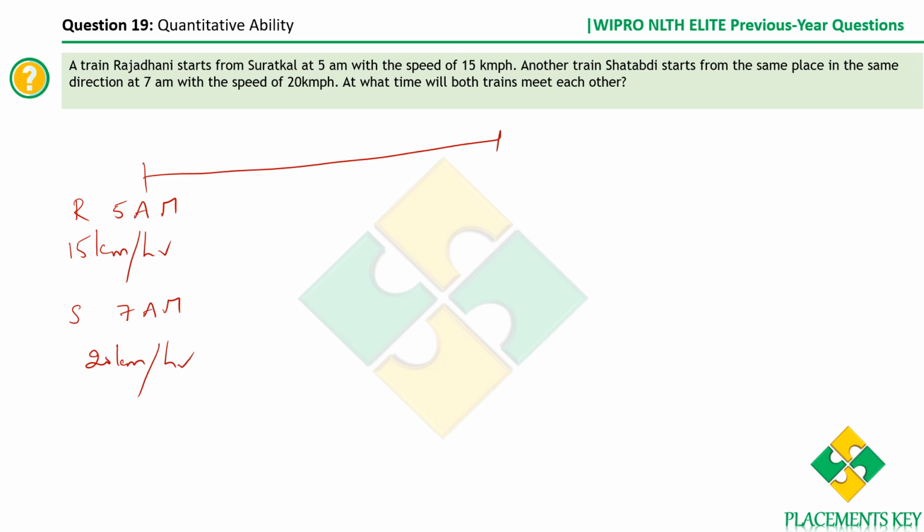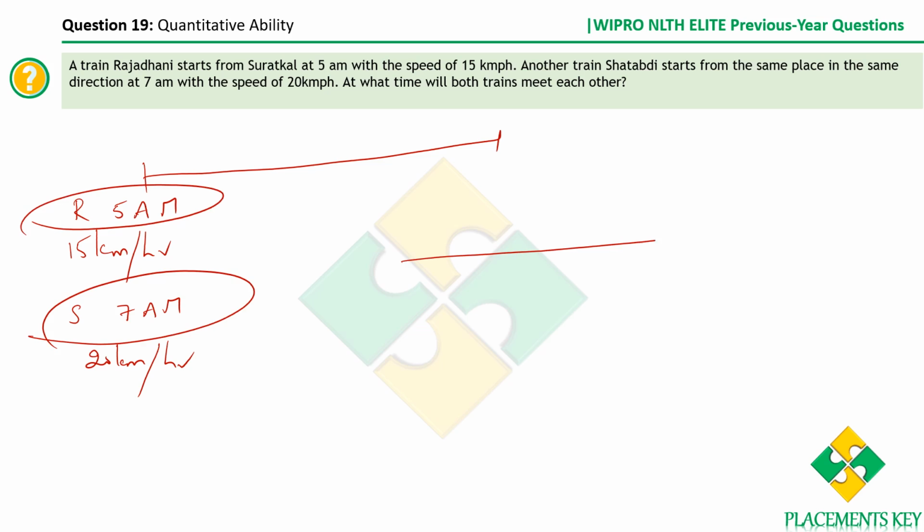Okay, so see here, the first train is starting at 5 a.m. whereas the second train is starting at 7 a.m. Therefore, by 7 a.m., where will the first train, the Rajdhani Express, be? We know that in each hour it covers 15 kilometers. Therefore, in 2 hours between 5 to 7, how many kilometers should Rajdhani Express have covered?